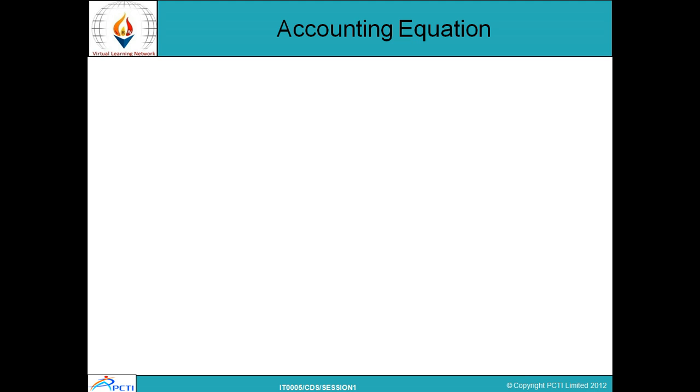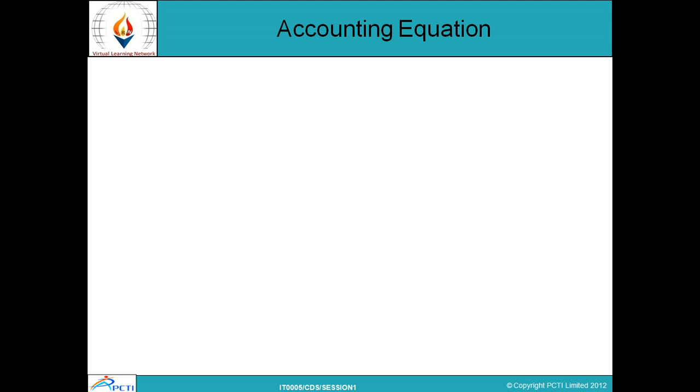So the debit has to always be equal to the credit side. That was the equation we are talking about. Every debit has a corresponding effect on the credit. That means the debit has to tally with the credit. Any question on the accounting equation?